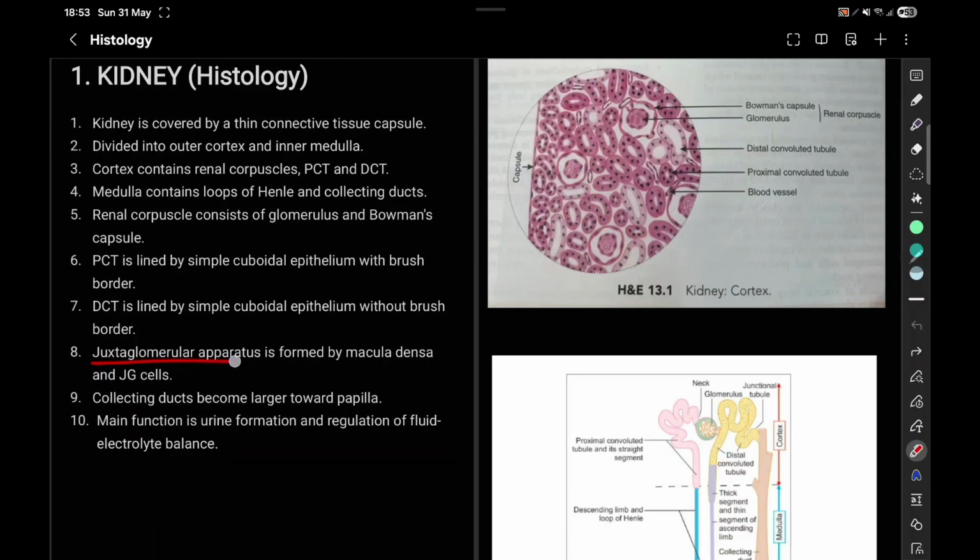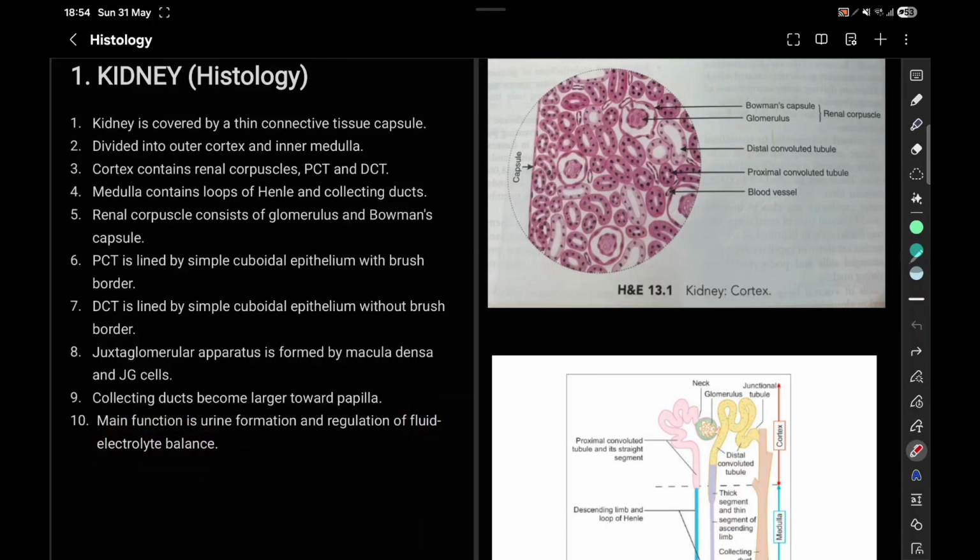Next is juxtaglomerular apparatus. When we say JG apparatus, it is formed by the macula densa cells and the JG cells. Collecting ducts become larger towards the papilla, and the main function is urine formation and regulation of fluid electrolyte balance. What is the main function of kidney? Of course, the urine formation, which is the primary function. By doing urine formation and excreting the urine, it is regulating the fluid electrolyte balance in our body.